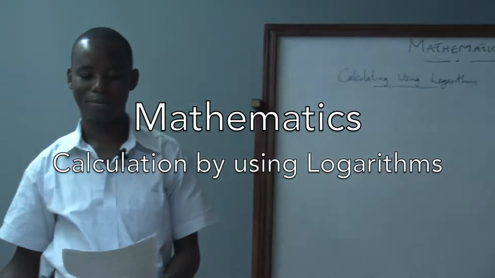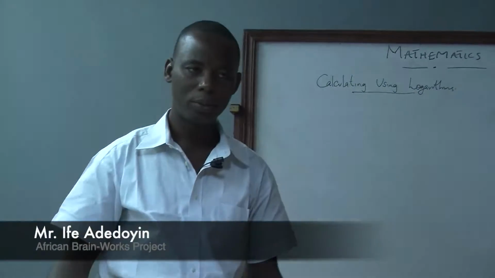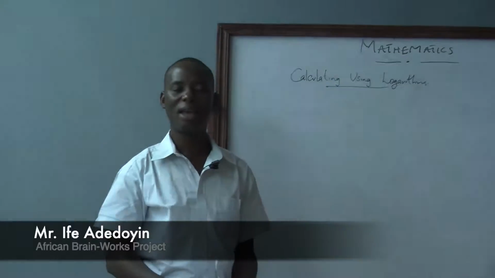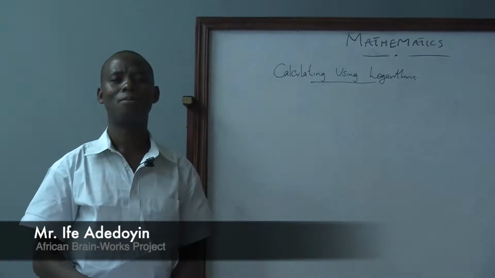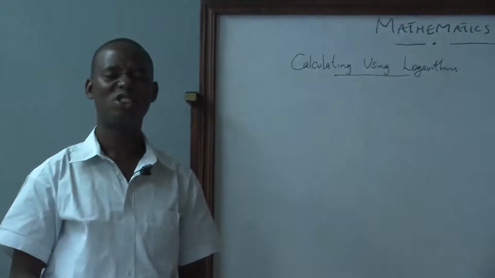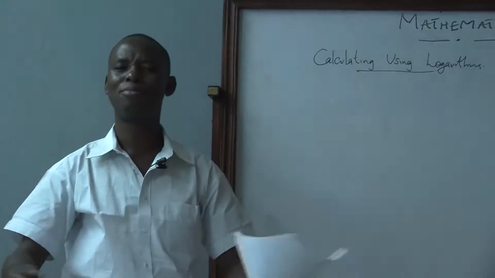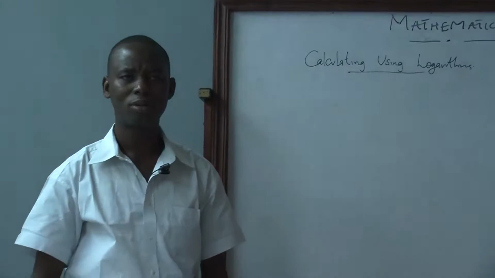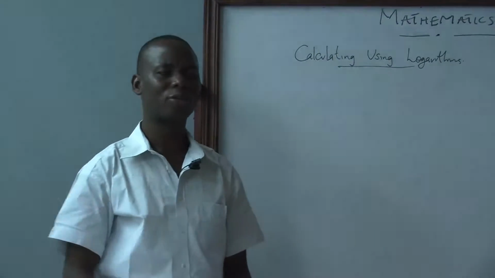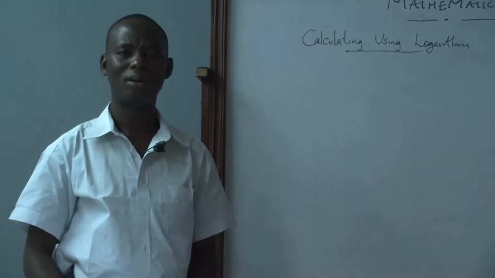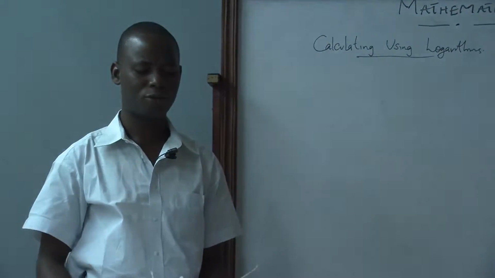Calculations using logarithm. We have been dealing with logarithm, and the main essence of doing it is that there are times you might be in a place and you do not have your calculator with you, and you have to calculate some very big numbers, some very big value, things that look as though you won't be able to do them. If you have your four-figure table with you, that makes it so simple and easy for you to do.